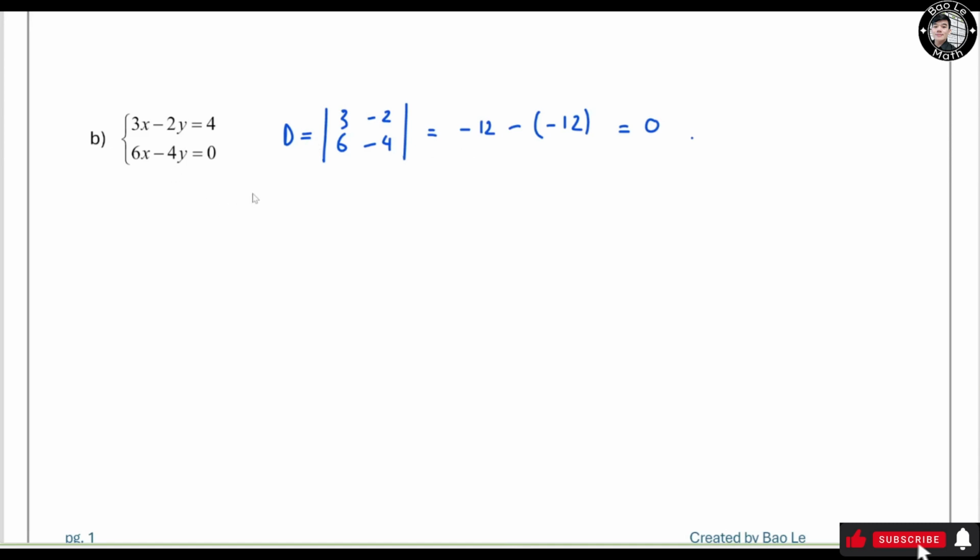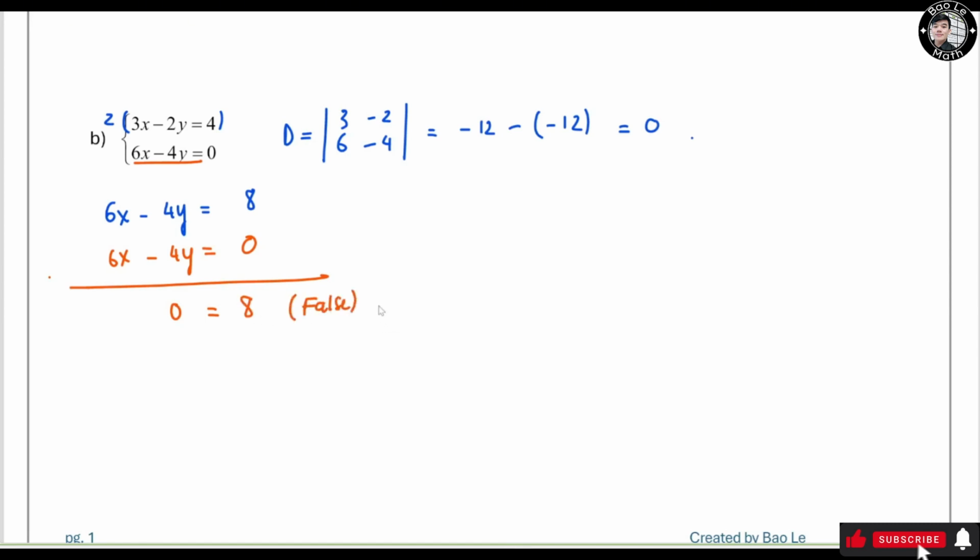Now we need to check to see which one, right? So from the first equation right here, I'm going to multiply both sides by 2. So I'm going to have 6x minus 4y equals 8. Then I'm going to copy the second equation over here. Now I'm going to subtract vertically, right? So the left hand side is 0, the right hand side is 8, which is not true, right? So the system has no solution.